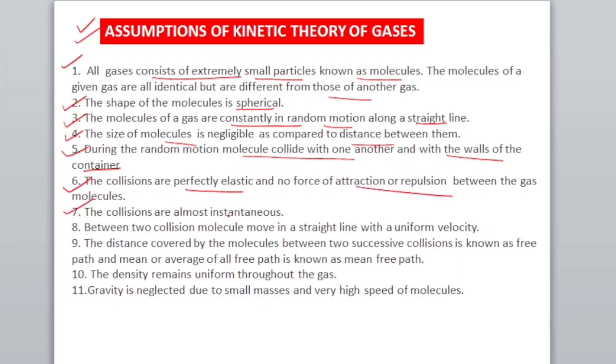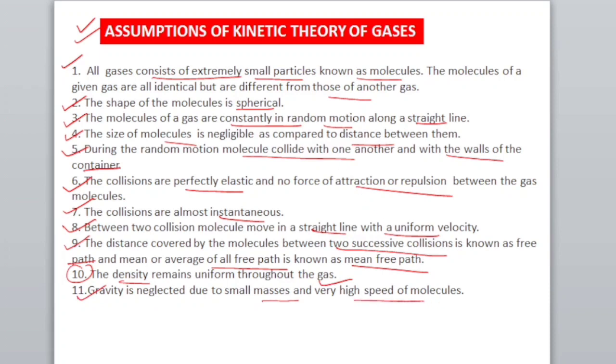Next, these collisions are almost instantaneous. They take place very instantly, randomly, very fast. Between two collisions, molecules always move in a straight line with uniform velocity, right? The distance covered by the molecules between two successive collisions is known as free path, and the average of all these free paths is known as mean free path. Next assumption: the density remains uniform throughout the gas, and gravity is neglected due to the small masses and very high speed of molecules.